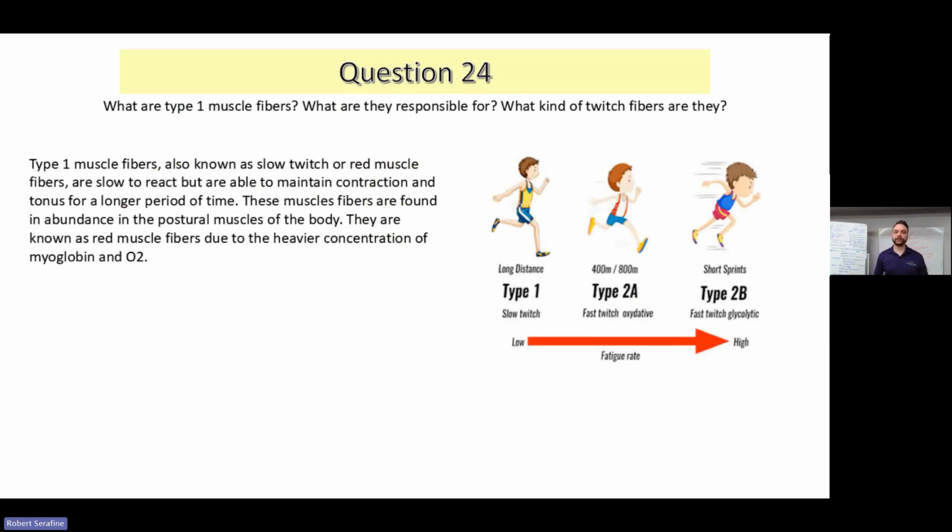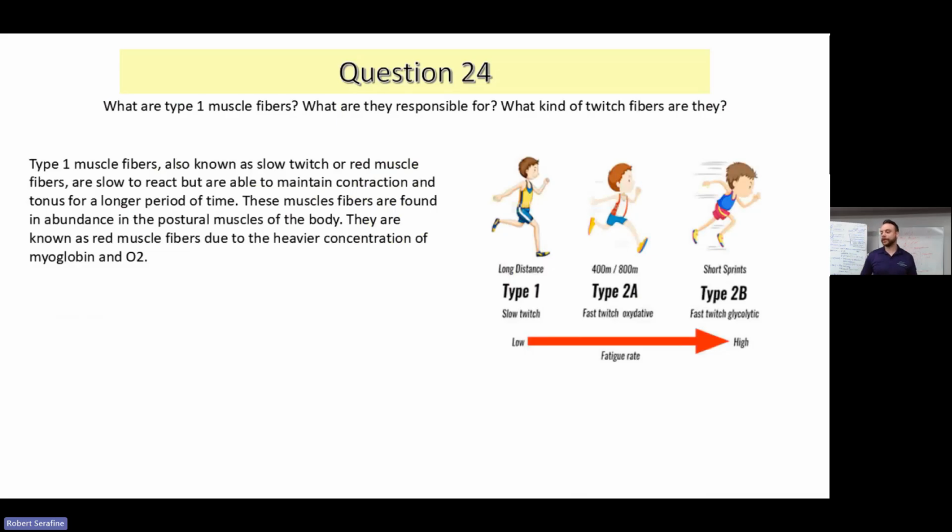And if they have a higher concentration of oxygen reserves, then they can produce movements or activities for longer stints of time. So we typically consider type 1 muscle fibers to be a postural muscle fiber. As we learned already, maintaining posture is that constant, partial contractility, the tonus of the muscle to maintain position. In this case, type 1 muscle fibers are slow to react. That's why we call them slow twitch, but they maintain their contractions and can produce these activities for longer periods of time.